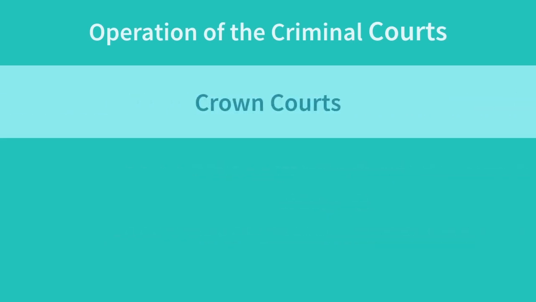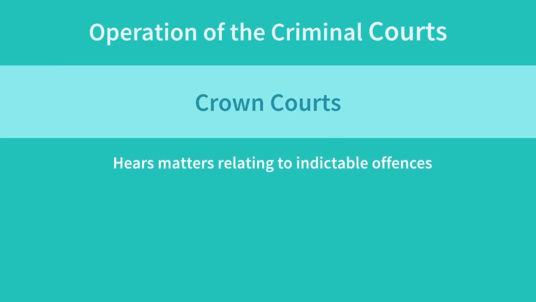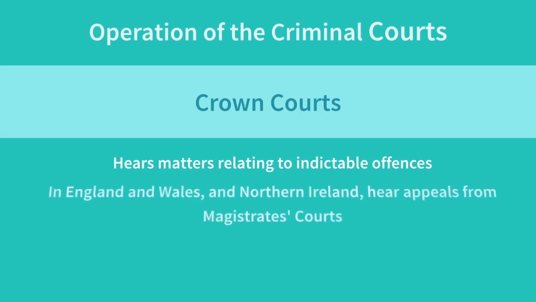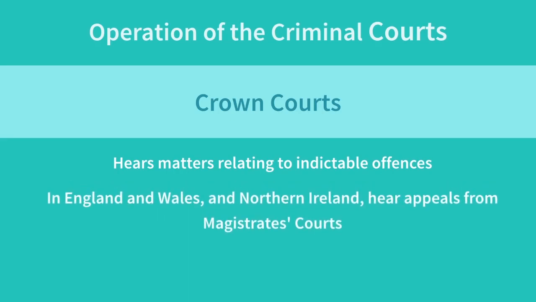The Crown Court hears matters relating to serious offences, known as indictable offences, for example, murder. Additionally, it hears appeals from the magistrates' courts, arising from England and Wales and Northern Ireland. The defendant is tried by a judge and a jury in the Crown Court.